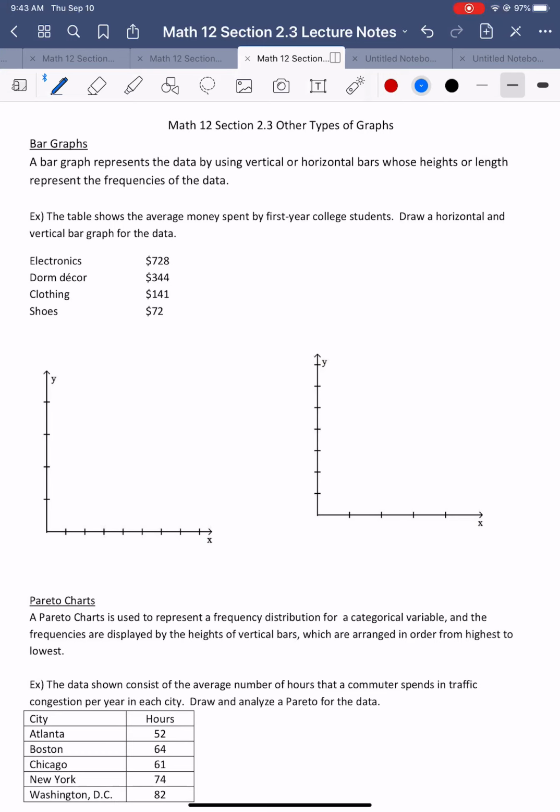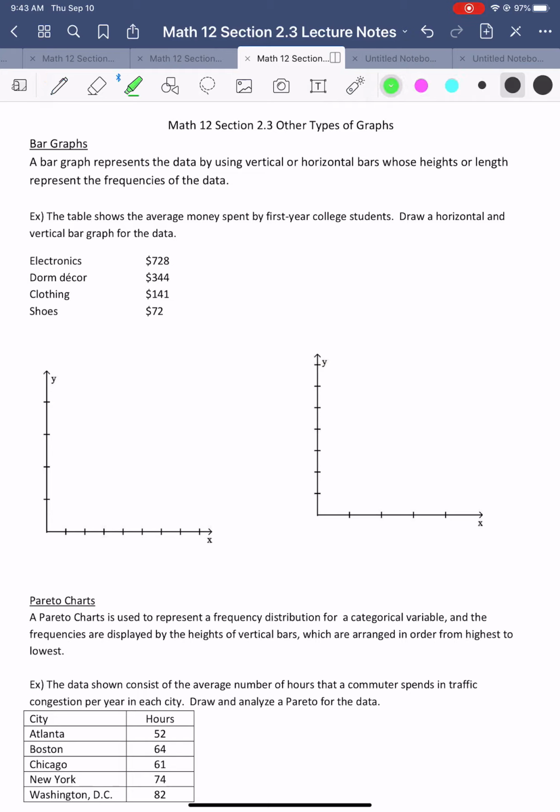Section 2.3, other types of graphs. We already talked about the histogram, the frequency polygons, and the mosaic in 2.2. Now we're going to talk about more graphs here. First of all, we're going to do the bar graphs.